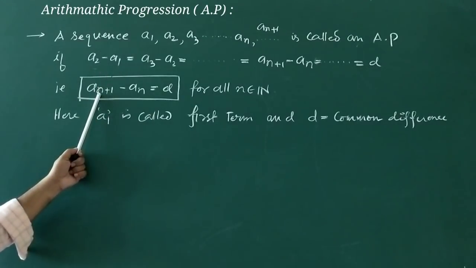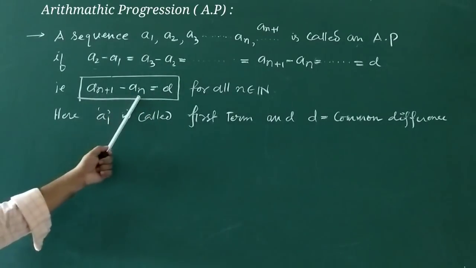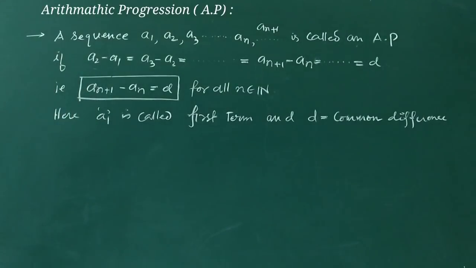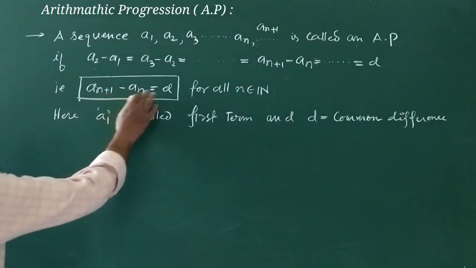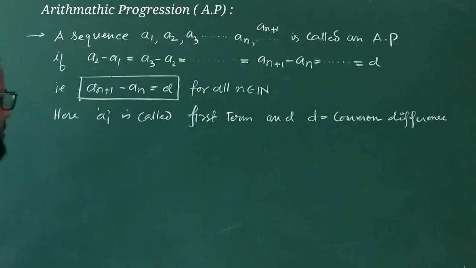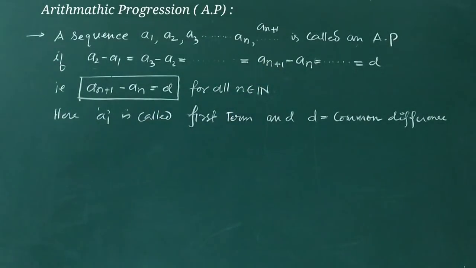If you put n equal to 2, then it will be a3 minus a2. That means from this result you will get the difference between any two consecutive terms. So if a(n+1) minus an is equal to d for any sequence, then what can you say? This sequence is a progression. And what type of progression is it?